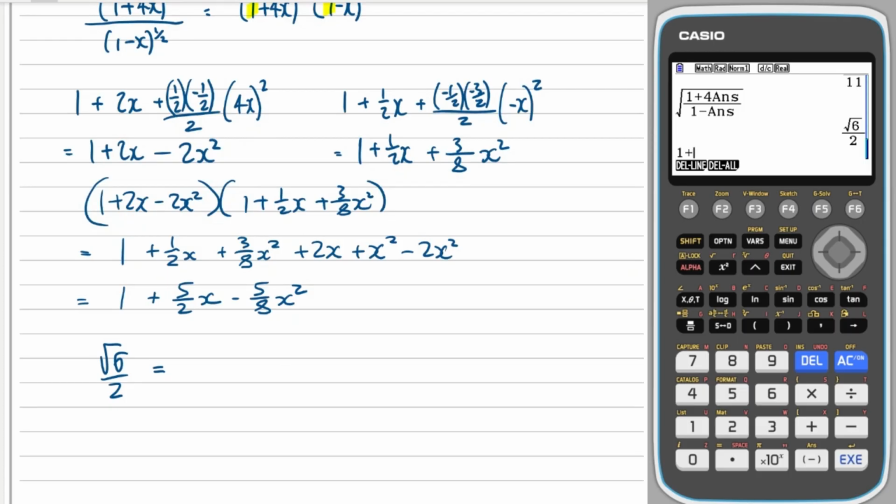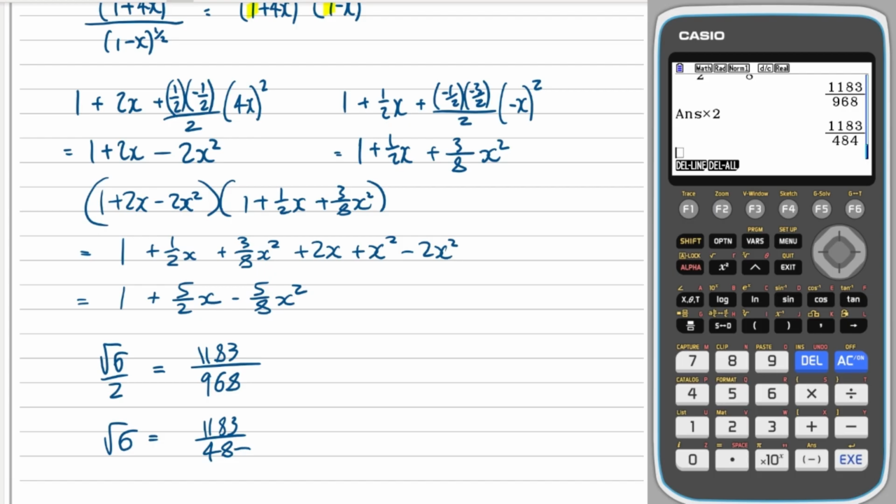So I'll do that by doing 1 plus, oh no, I need to do 1 over 11 again. Execute, and then 1 plus 5 over 2 times the answer minus 5 over 8 times the answer squared. Okay, that gives me 1183 over 968. So we'll just multiply both sides by 2. And it gives me 1183 over 484. Brilliant.